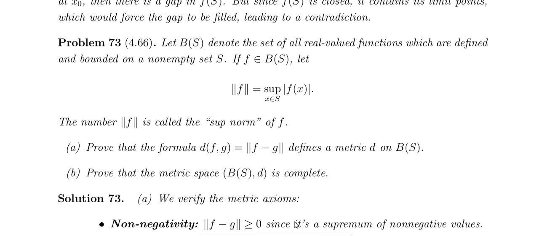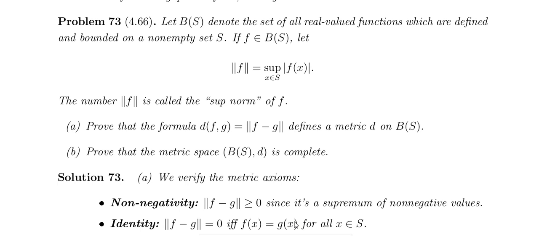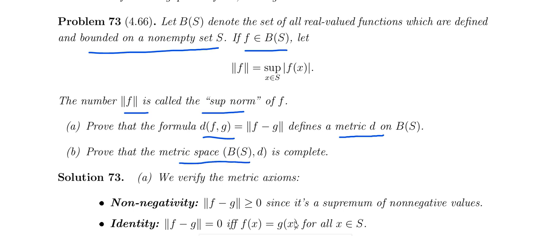Let B of S denote the set of all real valued functions which are defined and bounded on a non-empty set S. If f belongs to B of S, the norm of f is the supremum of mod f of x. The norm of f is called the supremum norm of f. Then d of f comma g, the norm of f minus g, defines a metric d on B of S, and the metric space B of S comma d is complete.